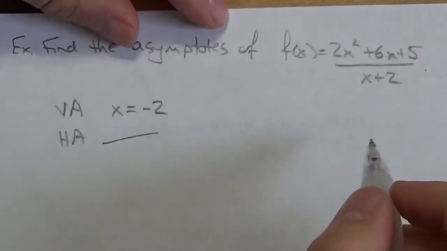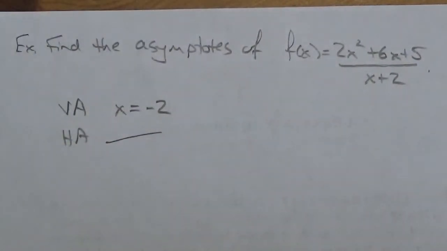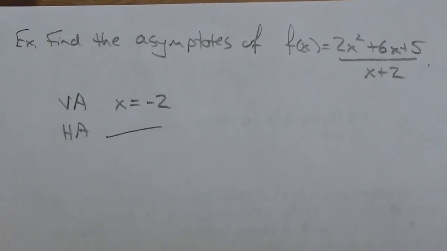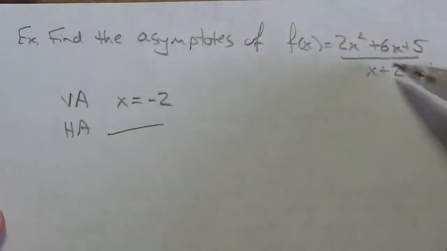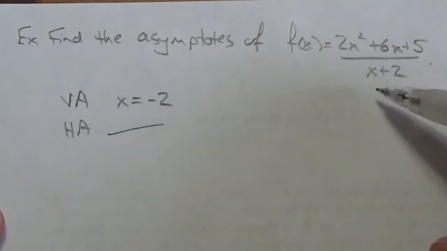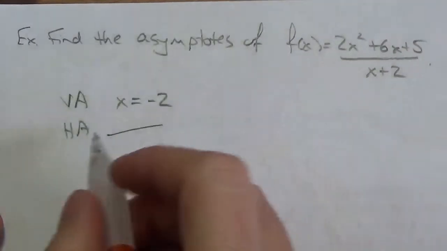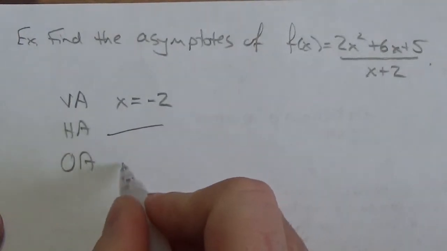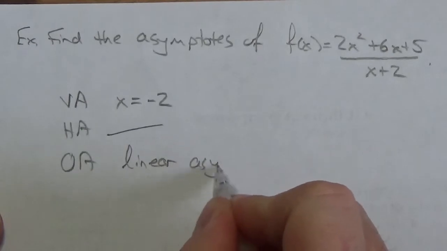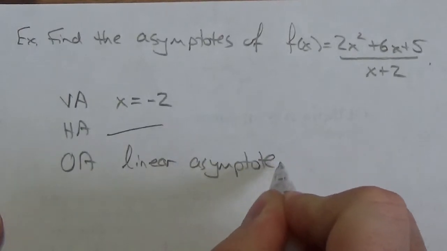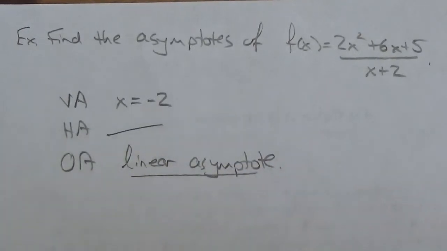So in this case, there's no horizontal asymptote, which suggests the presence of an oblique asymptote. And I note that the degree of the numerator is 1 more than the degree of the denominator. So for my oblique asymptote, I am expecting a linear asymptote. And that's exactly what you're going to get in this particular case here.